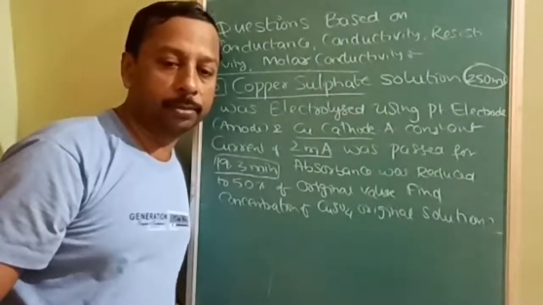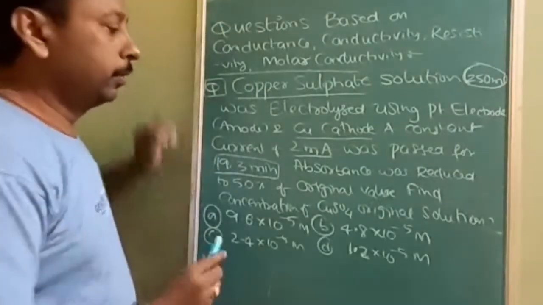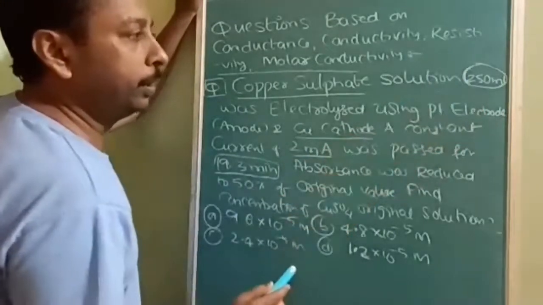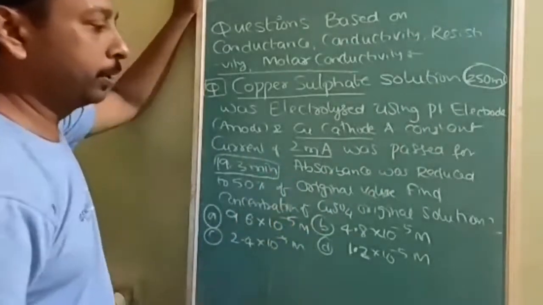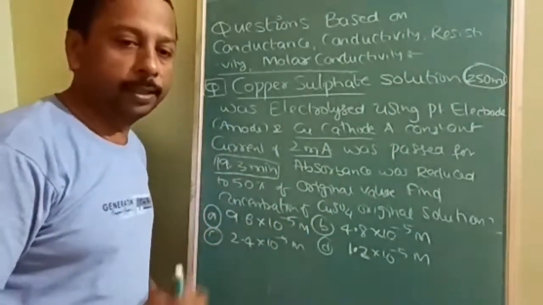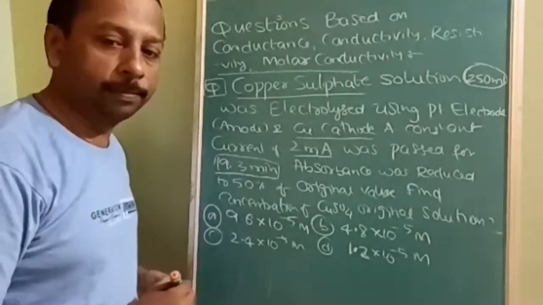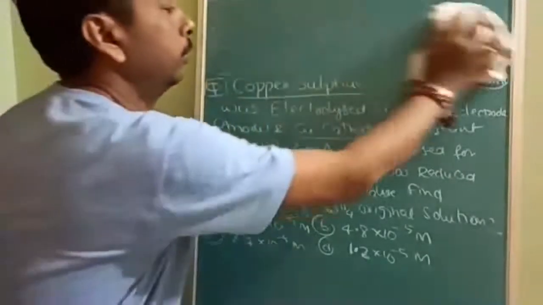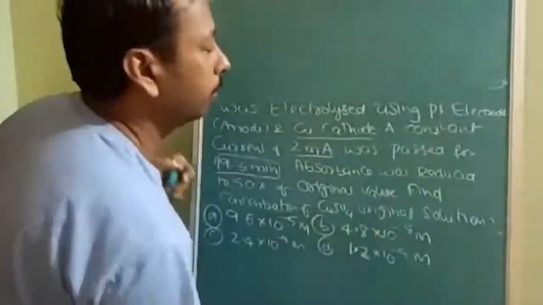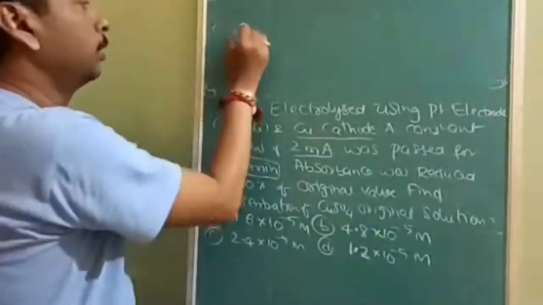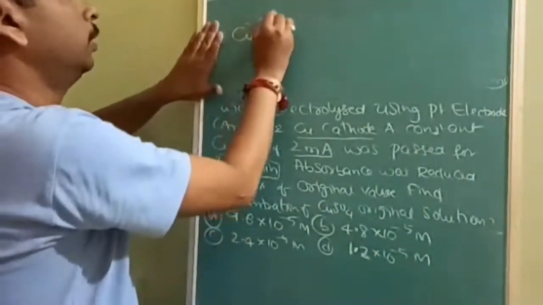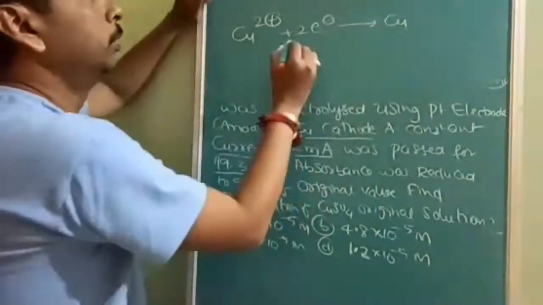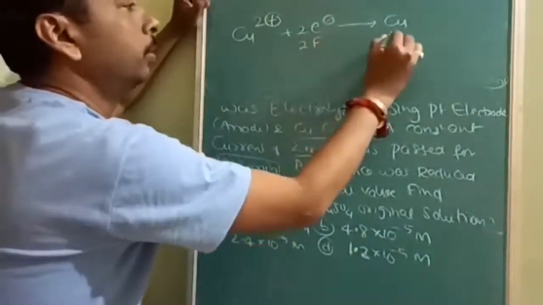Is this question understood? In this question, the number of moles of copper coming out divided by 250 will give the molarity. That molarity was available inside, and 50% of that was available. I will tell you how to solve, listen carefully. Copper sulfate: the copper charge will be Cu2+. Cu2+ plus 2 electrons gives Cu, so 2 Faraday is equal to 1 mole.